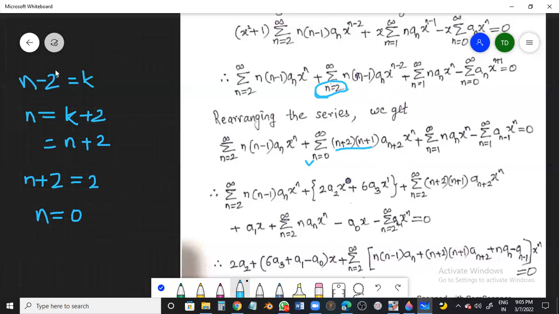And this n minus 2 will take the value n. So I got this to be x raised to n. Did you agree?